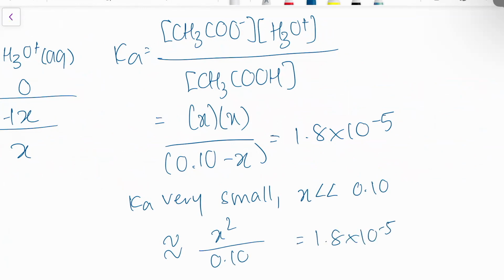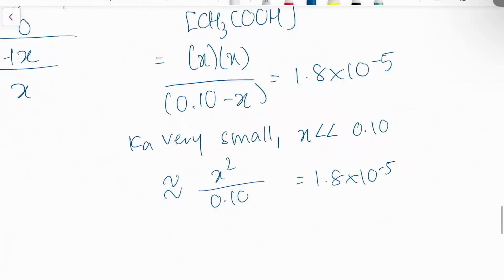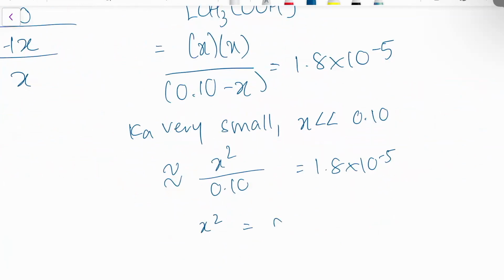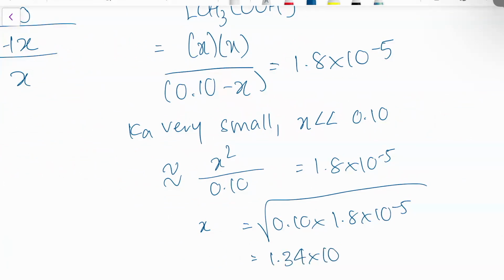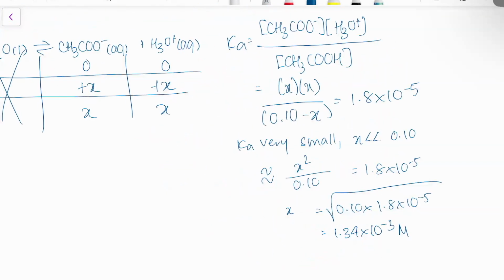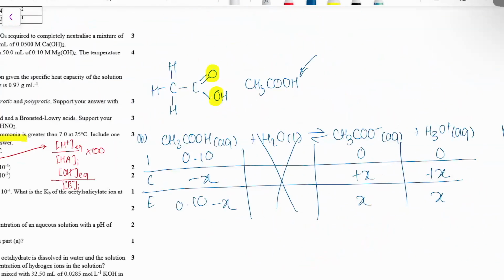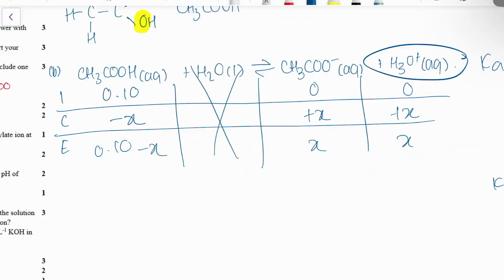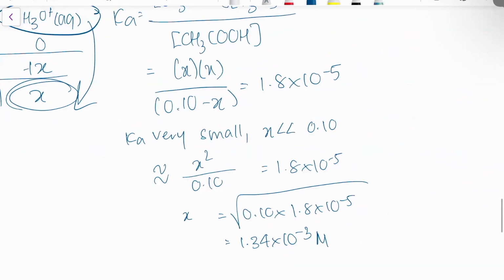And then how do I solve for x? Times both sides by 0.10 and then square root that. So 1.8 times 10 to the minus 5, and then I'll square root it. That will get rid of my squared. And then what do I get for this? 1.34 times 10 to the minus 3. X is from your ice table, which takes concentration, so this is molar. And then we don't want X, we want the equilibrium concentration of H3O+. So I look at H3O+, I go down to the E row for equilibrium, and I realize that it is exactly equal to X.